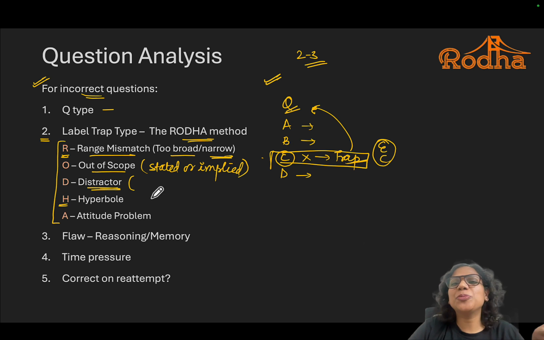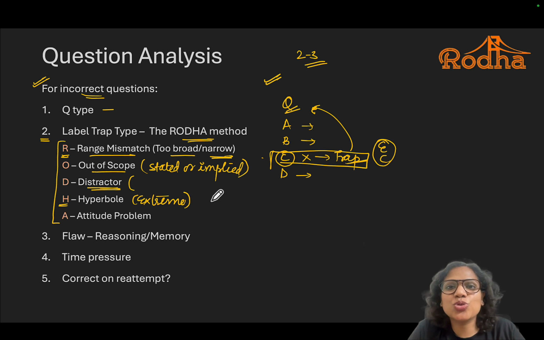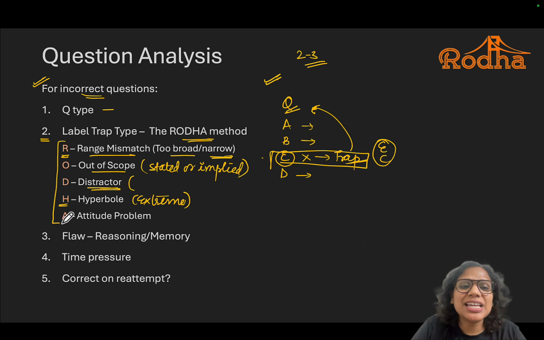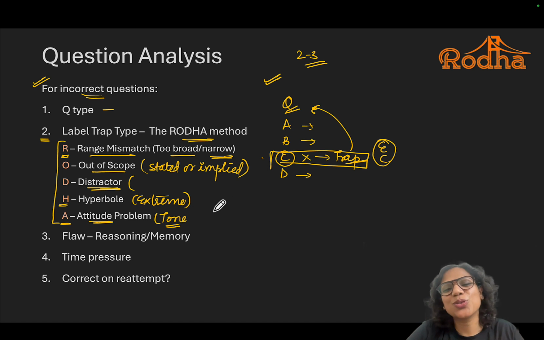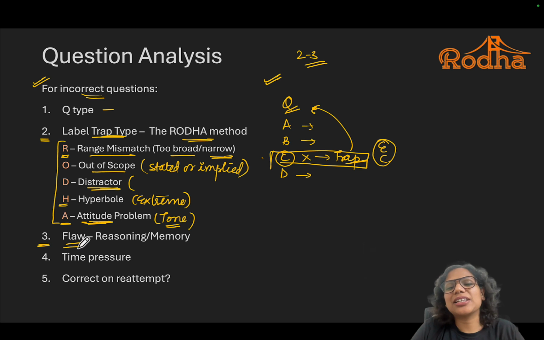The H stands for hyperbole. Hyperbole means extreme. Options that usually have words like definitely, certainly, right? So hyperbole, extreme options. And the A, attitude problem, is a tone mismatch. The tone of the author does not match with the tone of the option. Attitude is the tone, so there's an attitude problem there. So see which trap you fell into, and label that trap type.